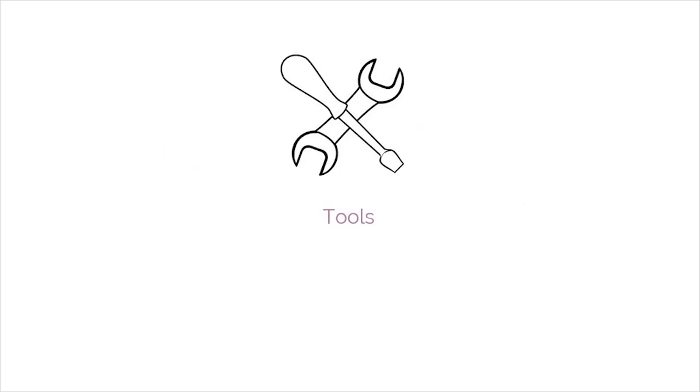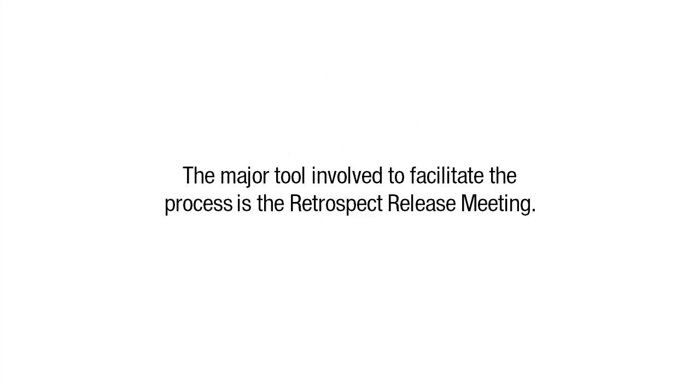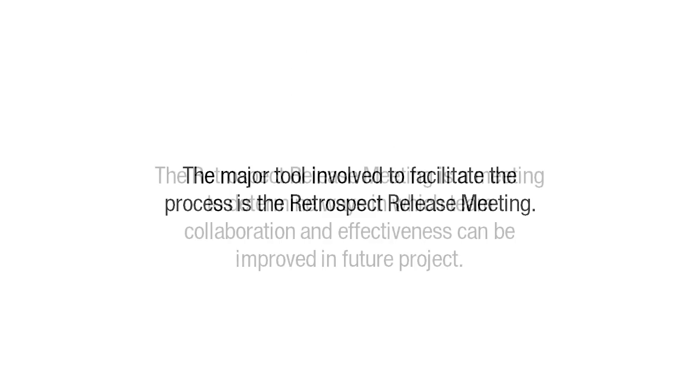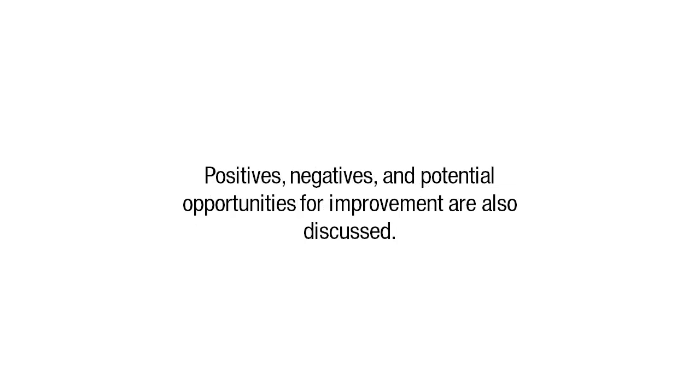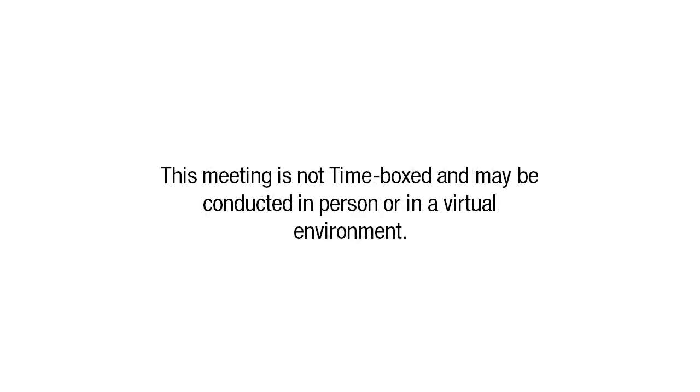Now, tools. The major tool involved to facilitate the process is the Retrospect release meeting. The Retrospect release meeting is a meeting to determine ways in which team collaboration and effectiveness can be improved in future projects. Positives, negatives, and potential opportunities for improvement are also discussed. This meeting is not time-boxed and may be conducted in person or in a virtual environment.